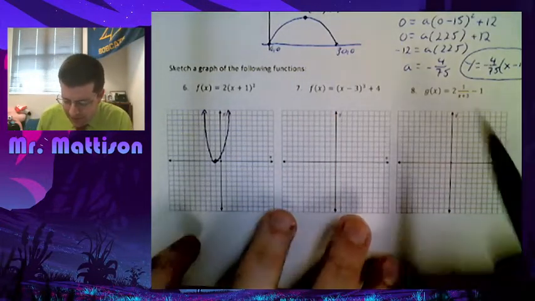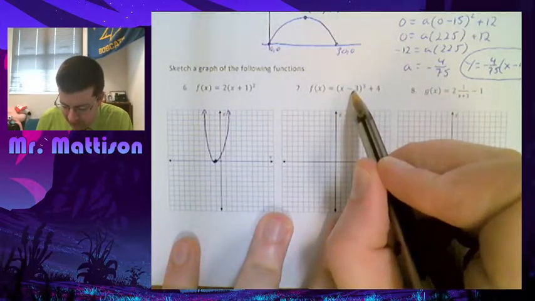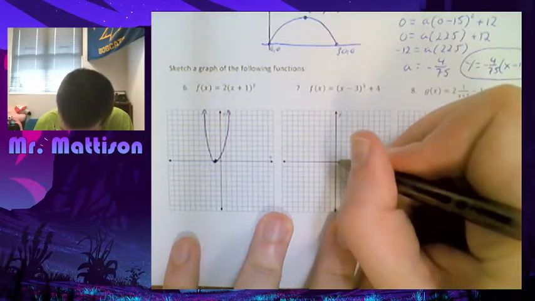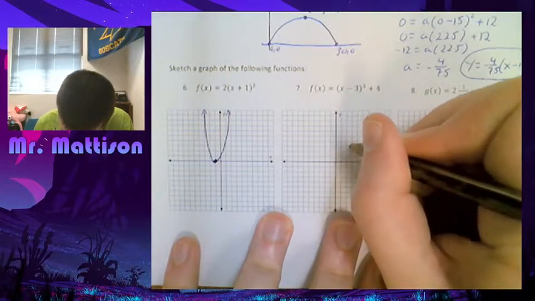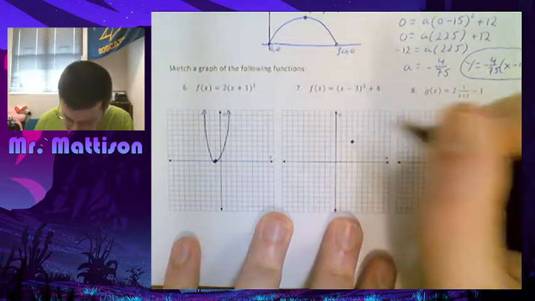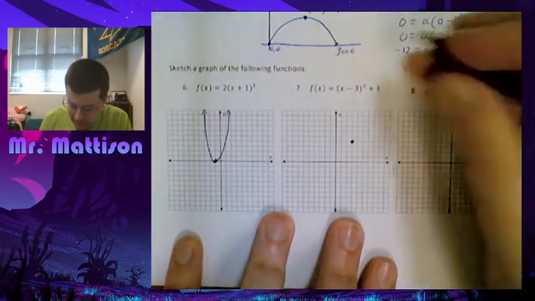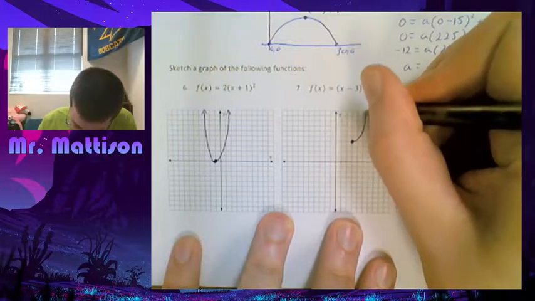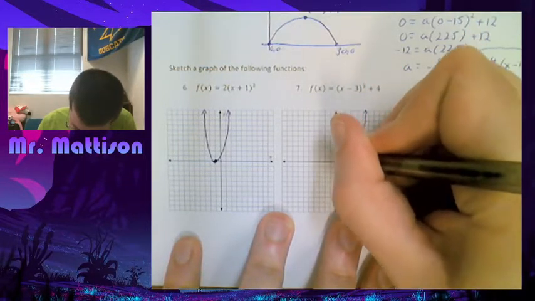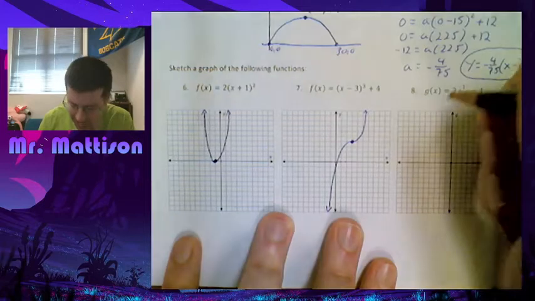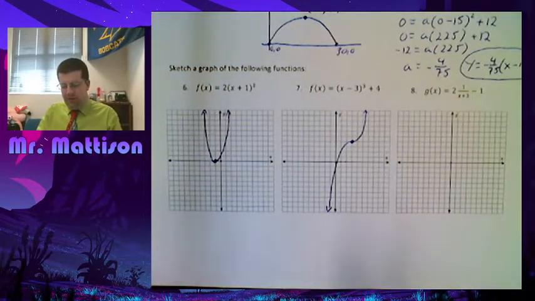For here on 7, this is going to be moved to the right 3 from that minus 3, and then up 4. So right 3, 1, 2, 3, up 4, 1, 2, 3, 4. There's where my locator point is. And then it's just a standard cubic graph, which is going to be doing that on this side, and then it'll do that on this side. Now, is my graph perfect? No, but I have the right locator point. I have the right shape. We're good to go there.